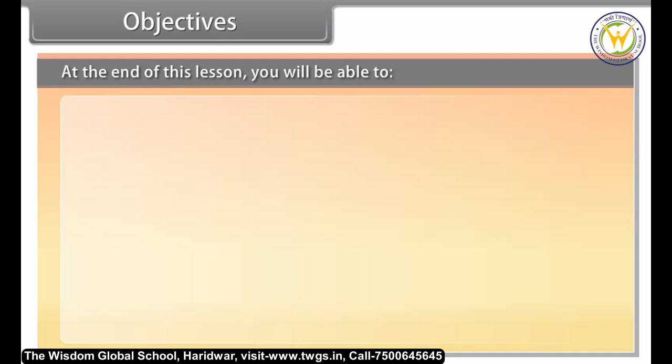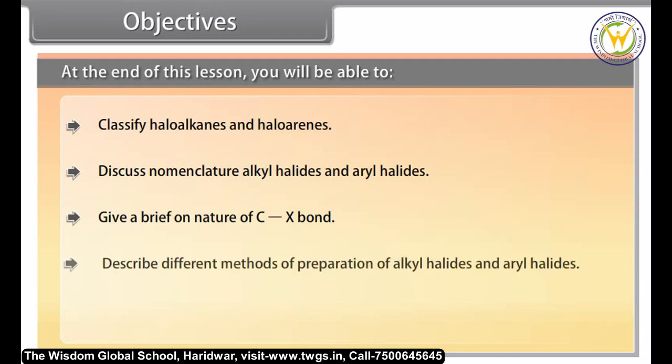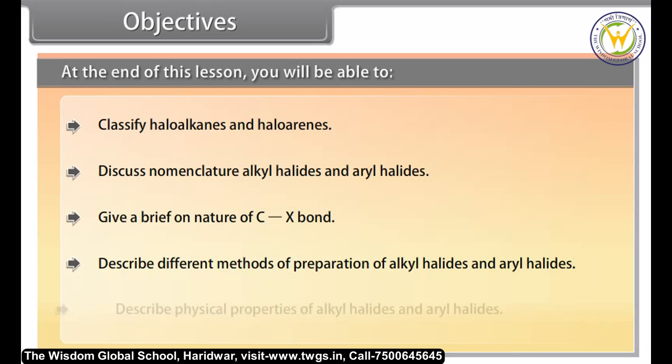Objectives. At the end of this lesson, you will be able to classify haloalkanes and haloarenes, discuss nomenclature of alkyl halides and aryl halides, give a brief on nature of C-X bond, describe different methods of preparation of alkyl halides and aryl halides, and describe physical properties of alkyl halides and aryl halides.